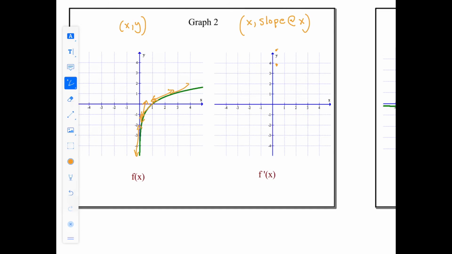Looks like my slopes are still positive, right? But here they're dramatically positive. And here they're positive, but they're becoming less positive. So it looks like as I'm getting closer and closer to 2, to 3, to 4, and then they look like they're starting to taper out a little bit and get closer to 0. So my derivative graph for number 2 might look like this.